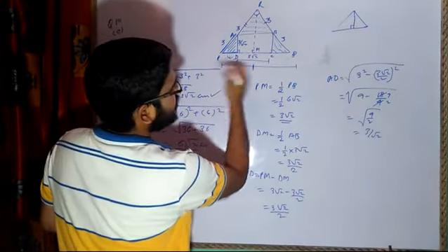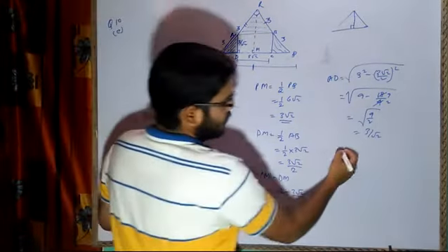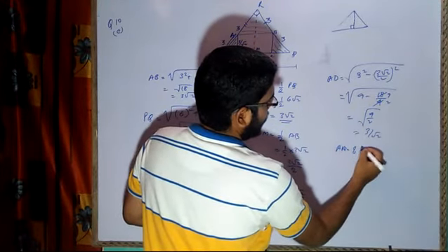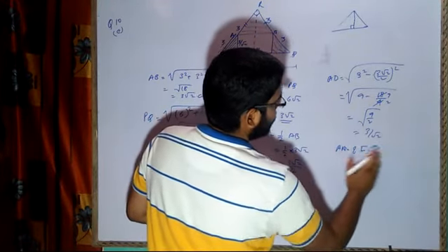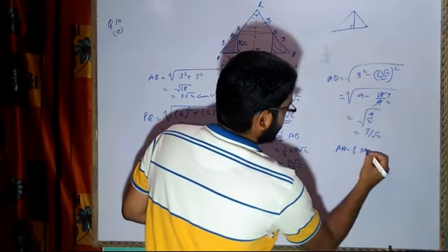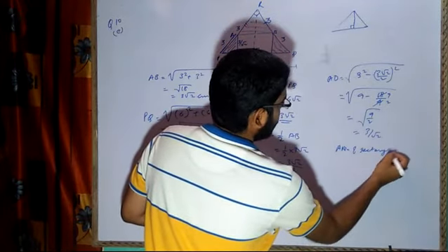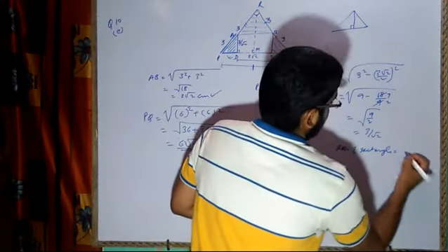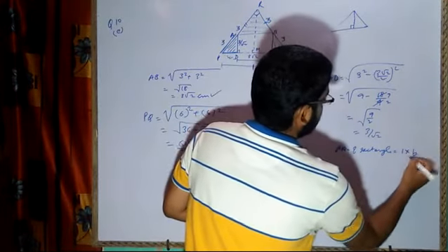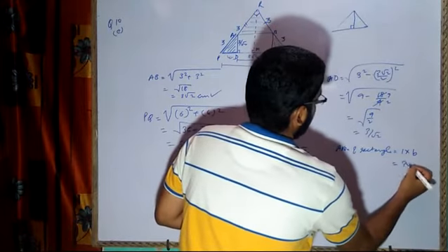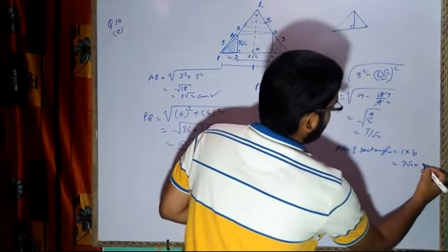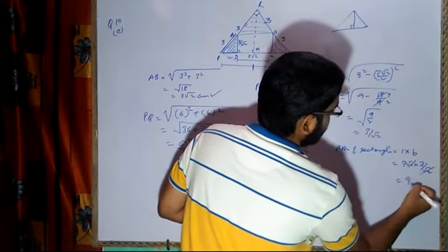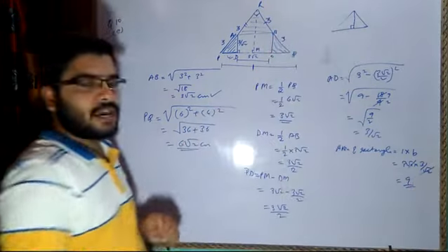So this length DC is already given. So area of rectangle ABCD, area of rectangle will be equal to length into breadth. Length is how much? 3 root 2 multiplied with breadth. Breadth is how much? 3 by root 2. So root 2 cancel. 3 3s are 9. So area of rectangle you got.